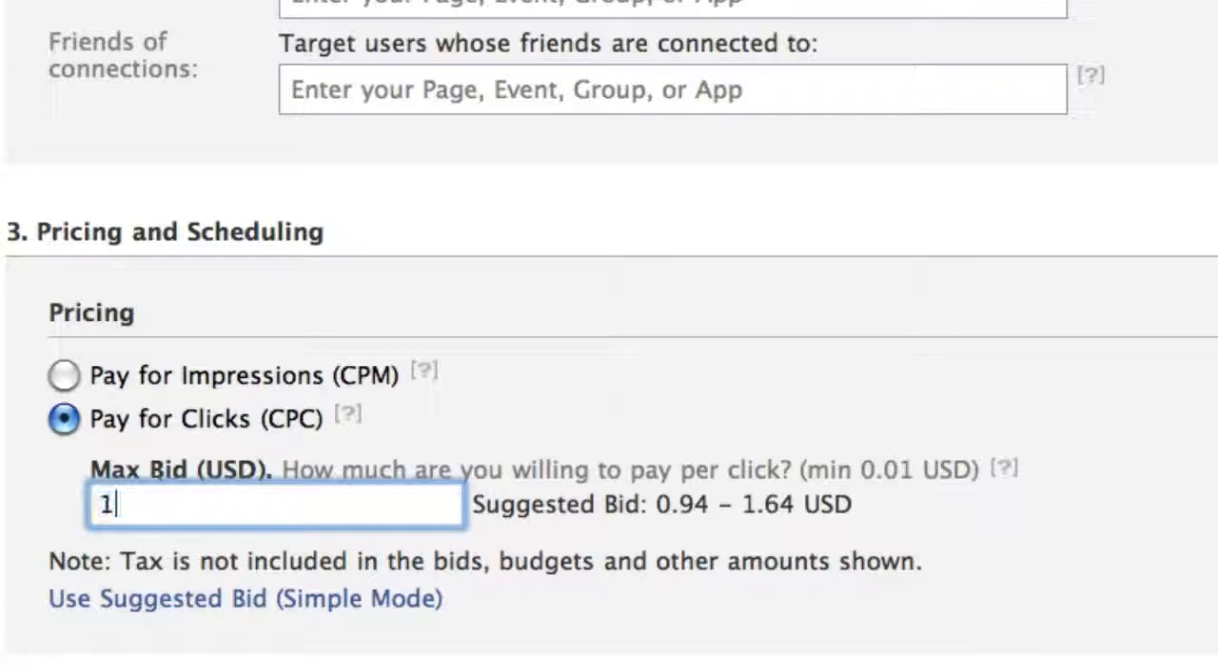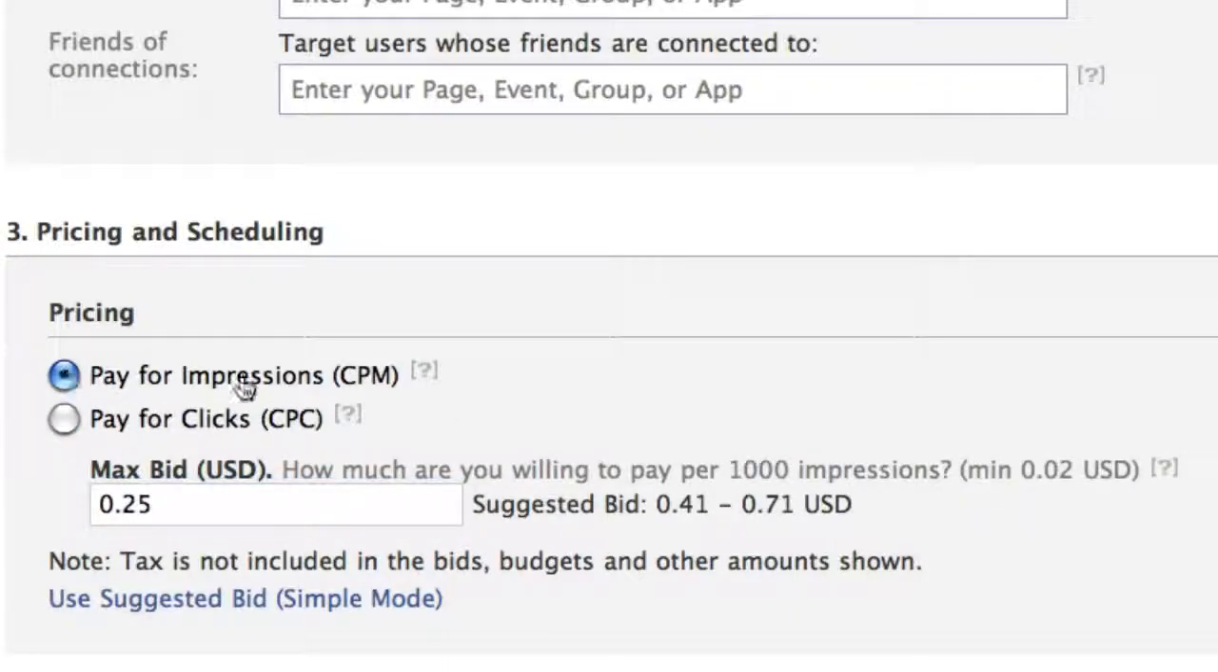So let's say I just go to a straight dollar. That would be cost per click. That means 10 people click, I pay $10. 29 people click, I pay $29. You get the idea. There's also another model here called pay per impressions. That's CPM, cost per 1,000 impressions. And here you can see the suggested bid is 41 cents to 71 cents. So there, let's keep it simple, let's say it's 0.5, 50 cents.